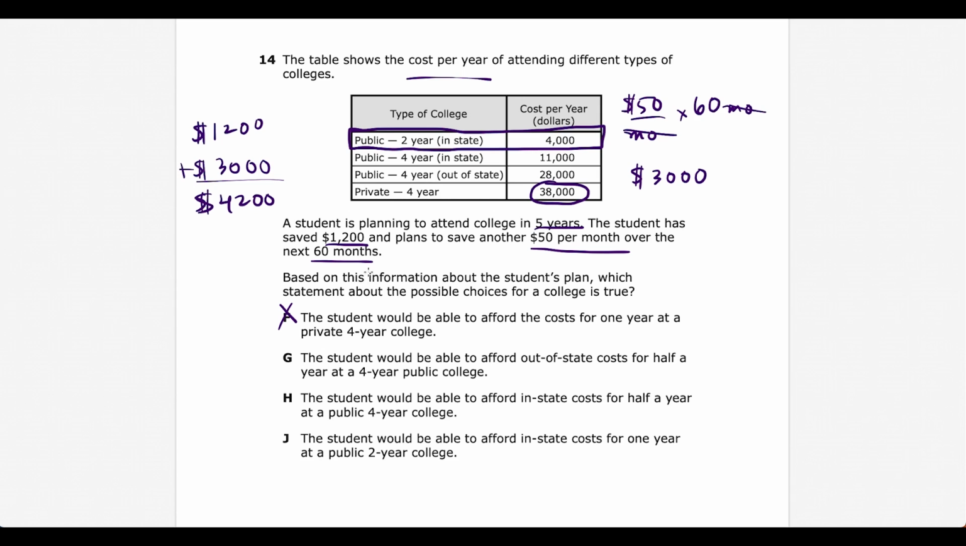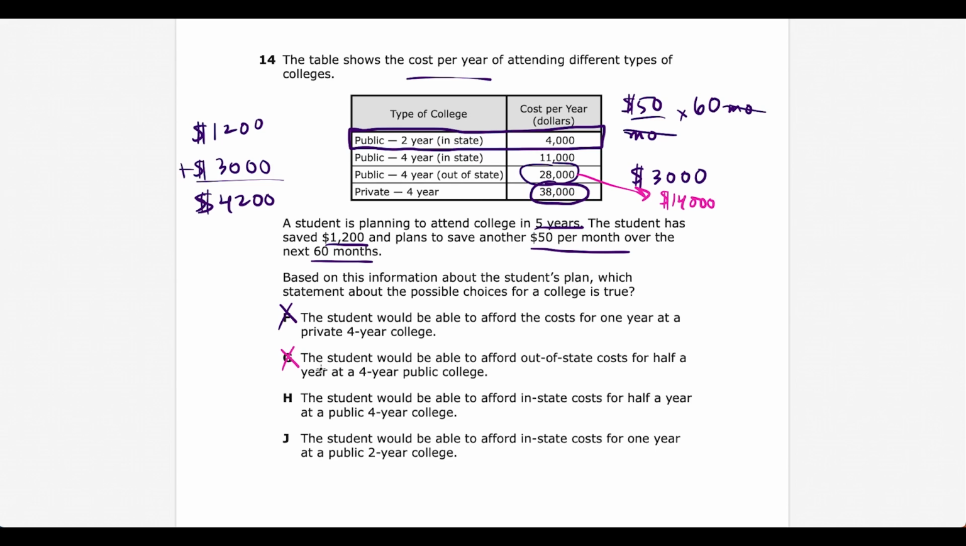The student would be able to afford out-of-state cost for half a year at a 4-year public college. So if we look at this, half of a year, if it costs $28,000 for the full year, then the half a year price would be half of $28,000, which is $14,000. But even so, they can't afford that with their $4,200. So this one is out.